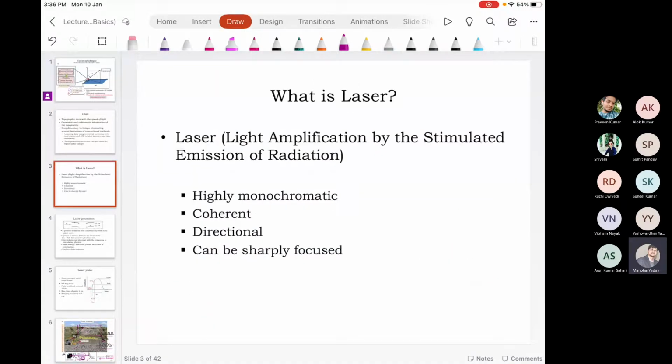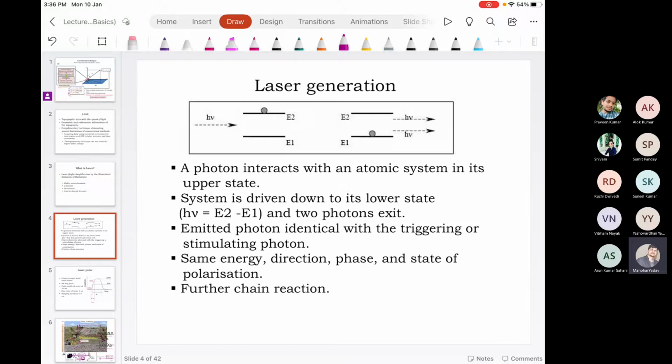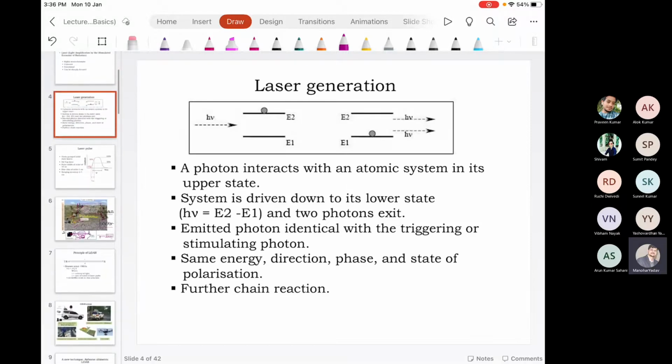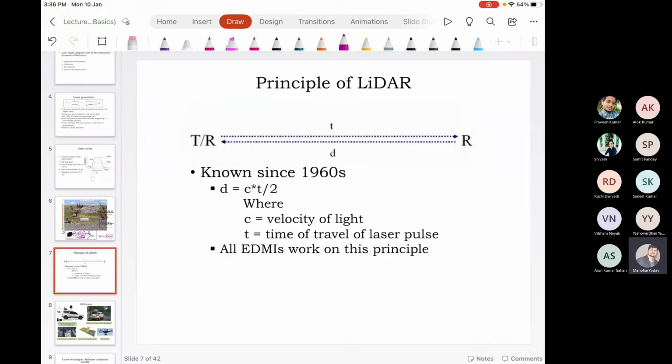Later on in our discussion, we will talk about how laser is generated and what should be the properties of the laser pulse. Coming back to this, the basic principle that we have already discussed is how the range is estimated.